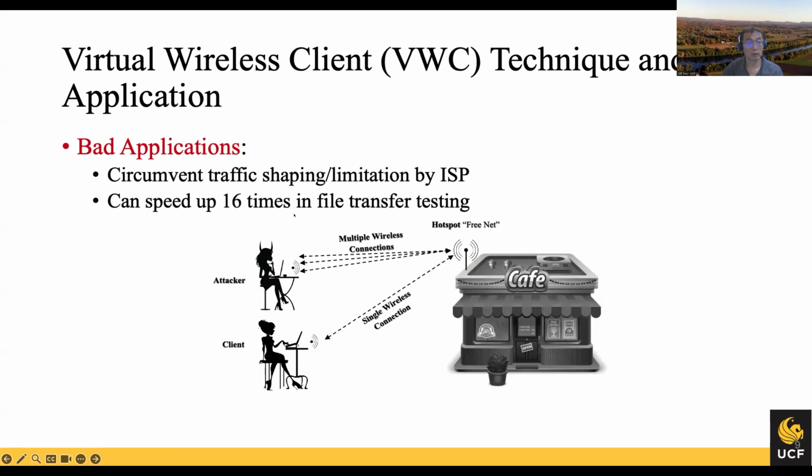And another possible use for these techniques, well, it's hard to say whether it's good or bad, is that it can circumvent the traffic limitation implemented by the ISP. Like when you go to a hotspot, like a hotel, you have a free Wi-Fi service, but if you pay some fee, you can get premium Wi-Fi service. That is because the free Wi-Fi service has a rate limitation. But if you implement this virtual wireless client, you can have concurrent connections to the Wi-Fi access point. So each connection will have that upper speed limit. Our testing showed that we can speed up file transfer by like 16 times when we connect to a rate limited free hotspot.